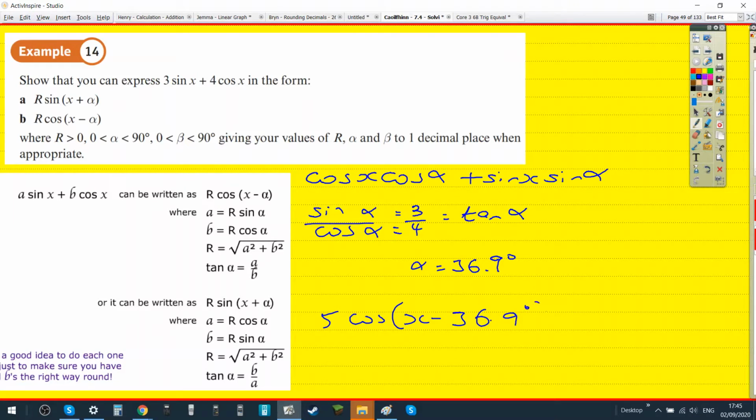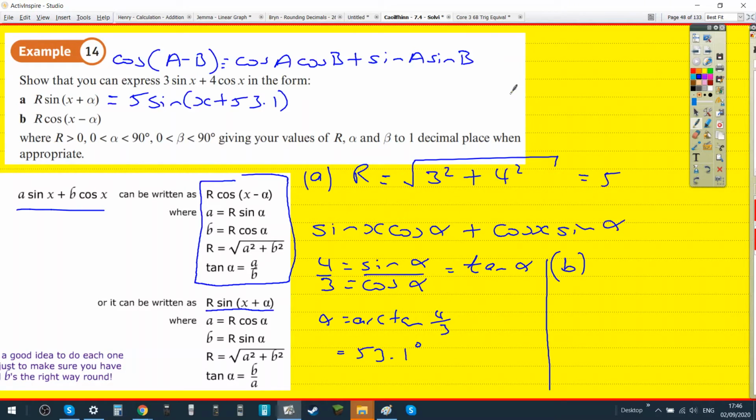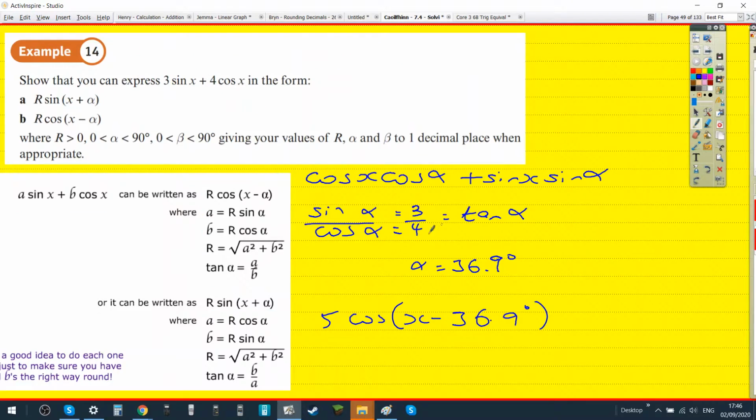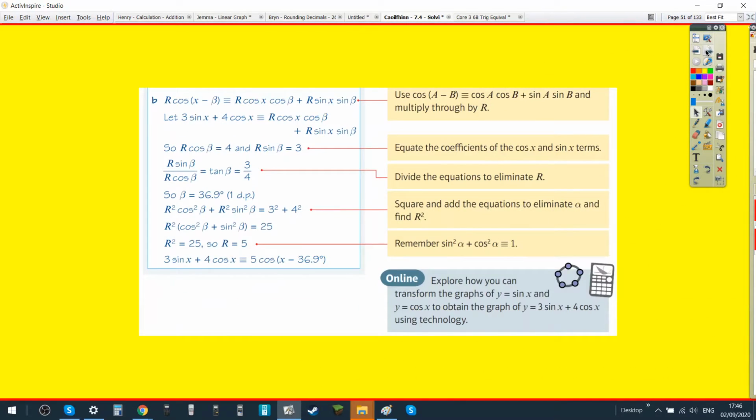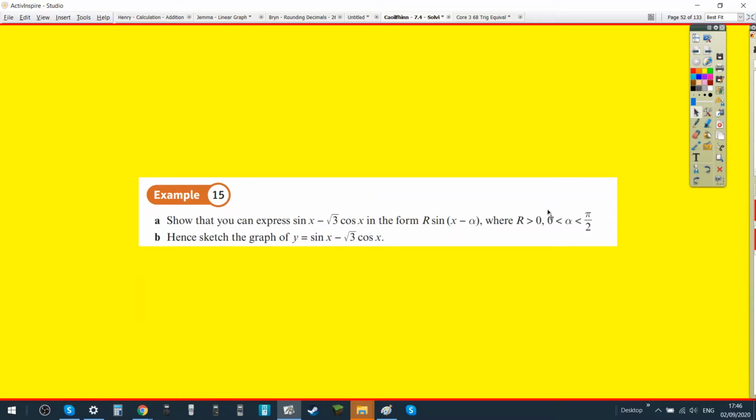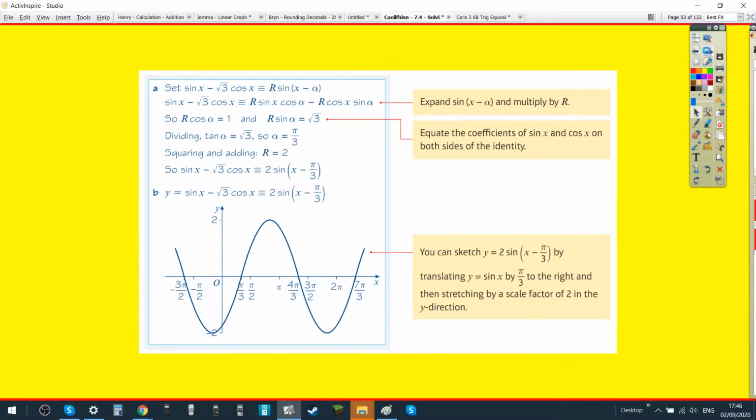Yes. And so you have 3 sine x plus 4 cos x. You can write that as 5 sine x plus 53.1 or 5 cos x minus 36.9. Any questions there? No. Okay, so just working in reverse to put it back into the way you found it. That's going to be fine.